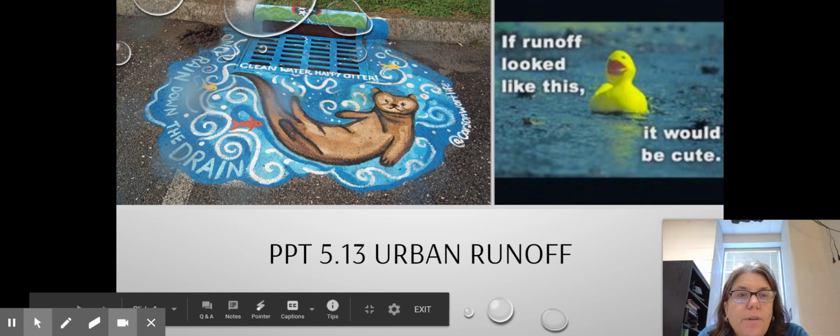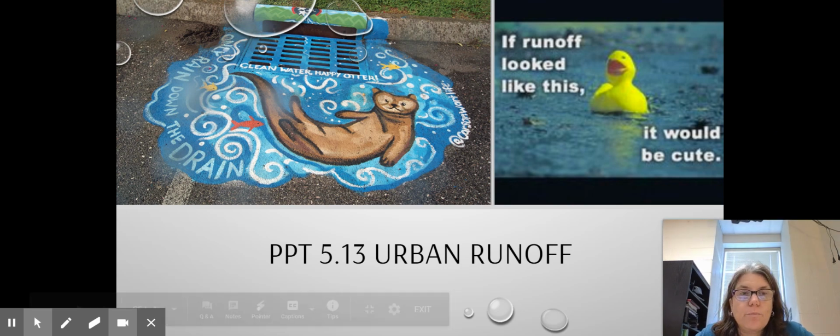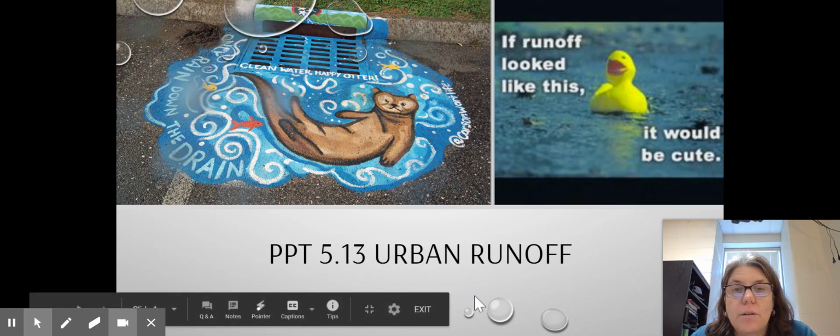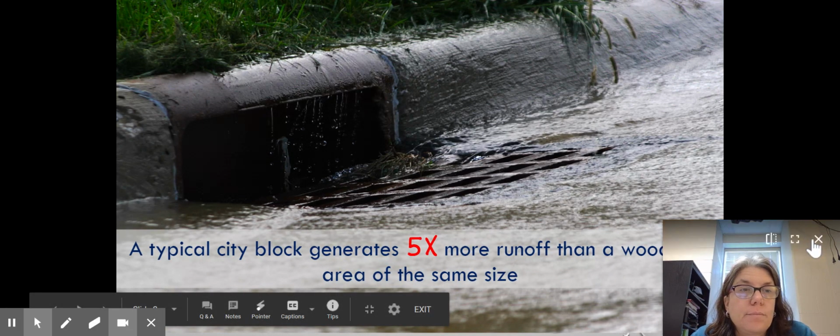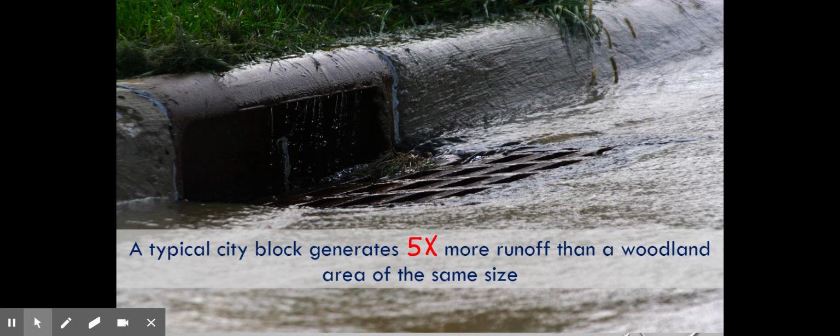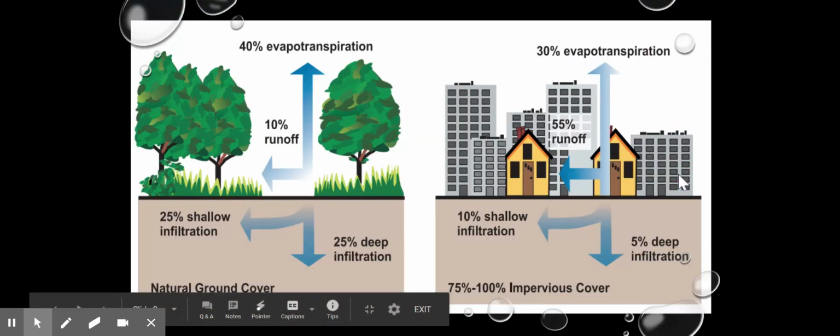Okay, this section 5.13 is about urban runoff. So this is about water that comes down by rainfall into cities and what happens to it because of urbanization and because of the cities. It just so happens that a typical city block generates 5 times more runoff than a woodland area of the same size. So we need to look at that and figure out where is that water going.